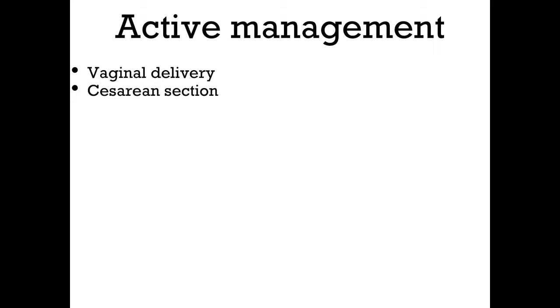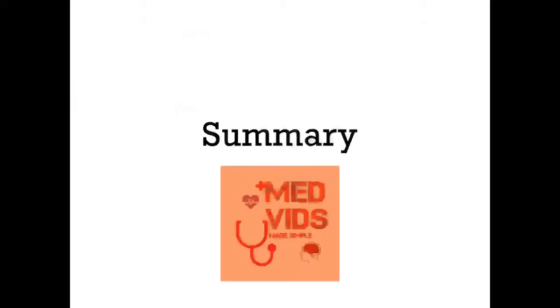So the active management of placenta previa is usually done by cesarean section. A vaginal delivery can be tried in some cases, for example, in type 1 placenta previa, when the placenta is clearly more than 2 centimeters away from the internal os of the cervix. Okay, but the commonly done method of active management of placenta previa is by cesarean section.